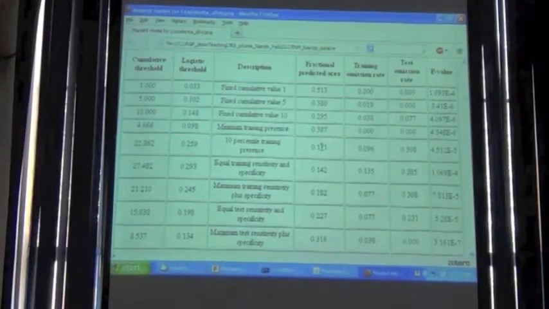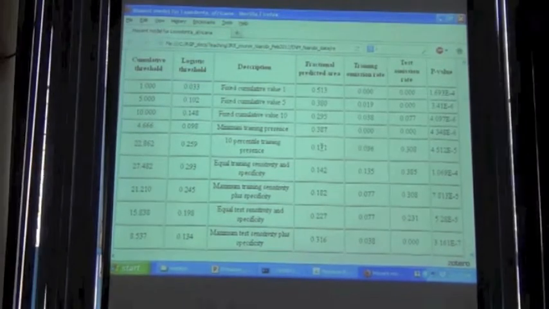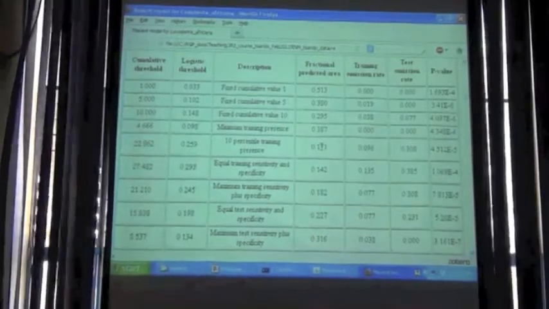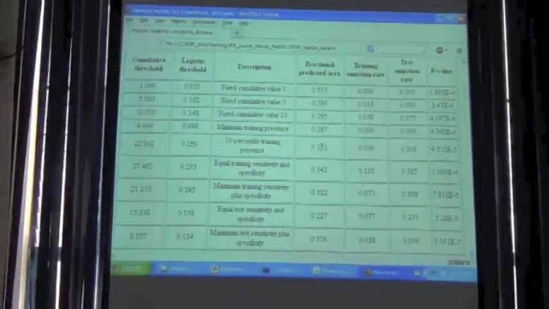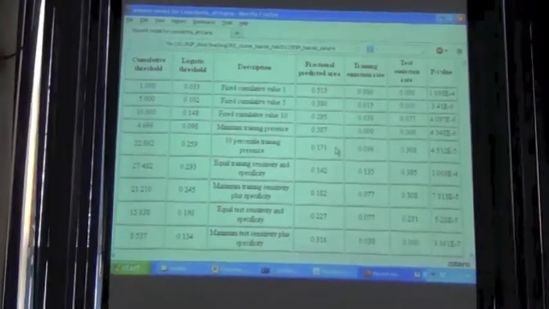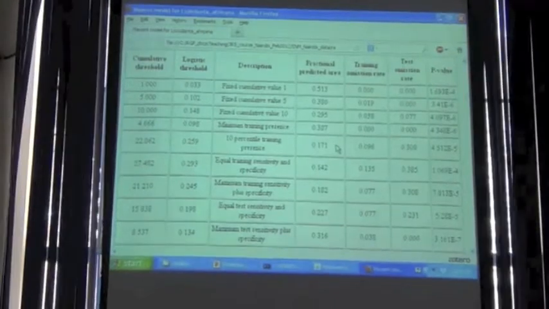So you could work this out in a GIS. You could simply reclass it and then work out the proportion of the landscape, your study area, that's predicted present or suitable within the niche. But this is telling you, so if you set this threshold, then 17 or so percent of your study region will be predicted as present.